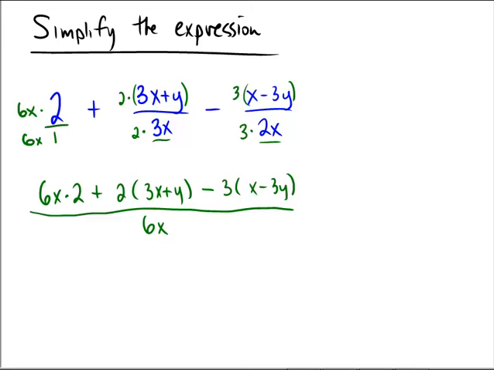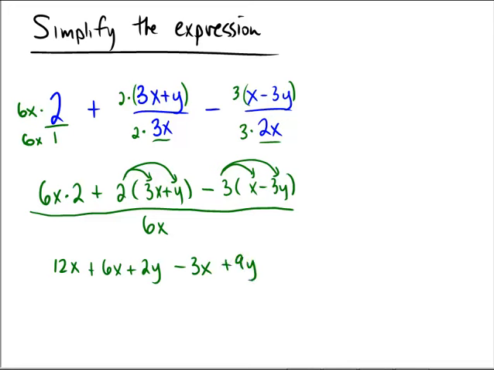Now, as I get ready to simplify, I'm going to have to do some distributing. 6x times 2 is 12x. No distributive property needed there. But on this one, I will need to distribute the 2 through to get 6x plus 2y. And then here, this is a minus 3 being distributed through, so minus 3x and plus 9y. And this is all still over 6x.